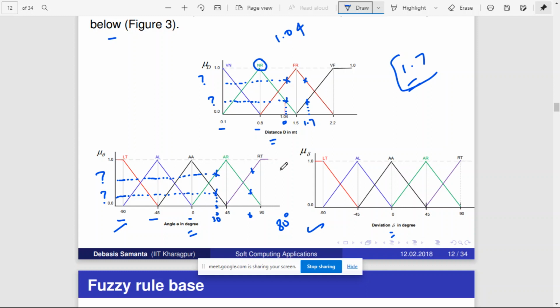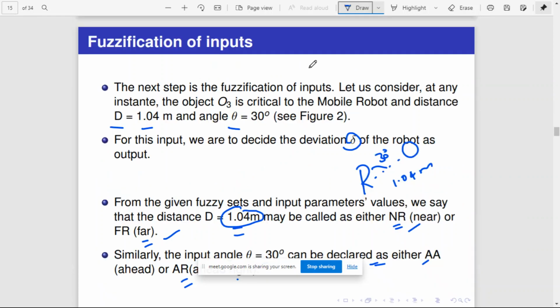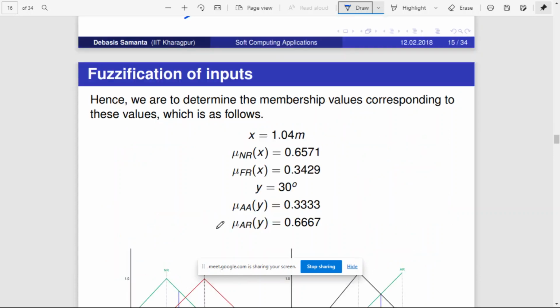So what we say in the sense, for this particular value, I mean the distance value of 1.04 and angle 30 degree, the distance 1.04 may be called as either near or far, and similarly 30 degree can be declared as either ahead or ahead right. Now we got some idea, but still we don't know the actual membership value. So how to calculate the membership value?